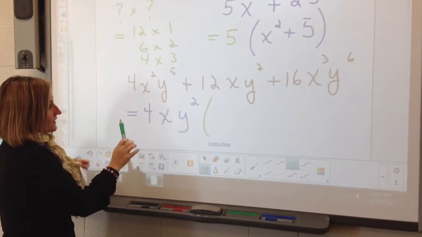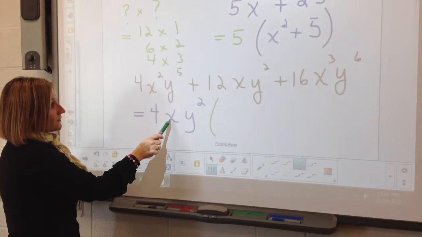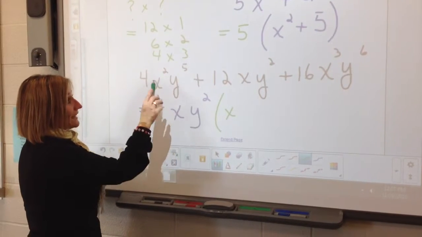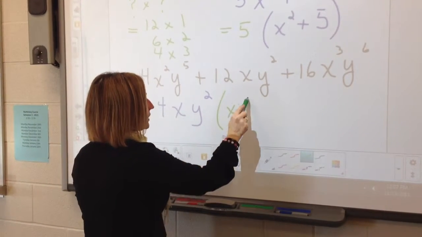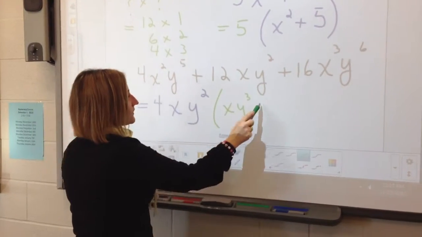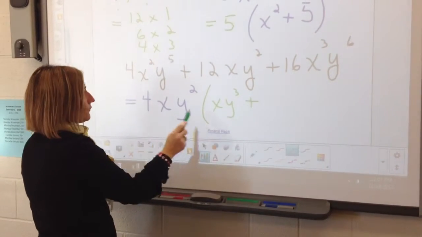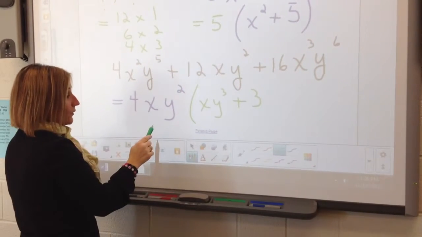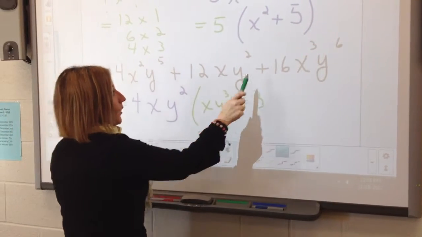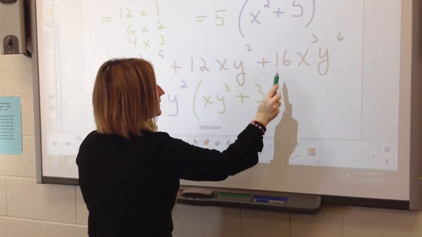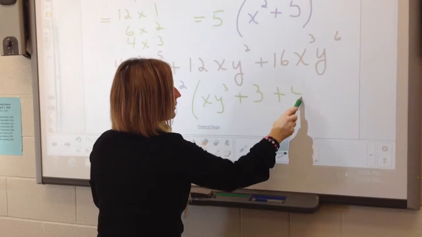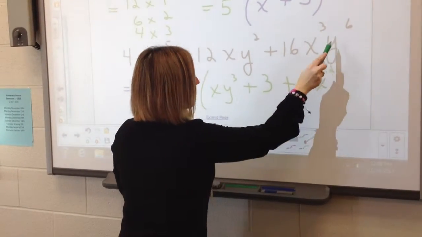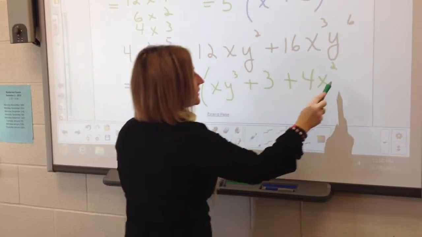4 divided by 4 divides out. X squared divided by x, I subtract the exponents, I will be left with x. y to the 5 divided by y squared, again, I subtract the exponents, I'm left with y cubed. Positive divided by positive is positive. 12 divided by 4 is 3. X divided by x divides out. Y squared divided by y squared divides out. Positive divided by positive is positive. 16 divided by 4 is 4. X cubed divided by x is x squared. And then y to the 6 divided by y to the 2 is y to the 4.